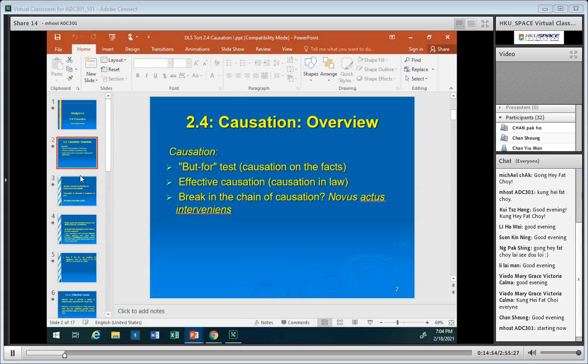And how do you know? Well, the court will apply the principle of novus actus interveniens. They will say if the second cause was reasonably foreseeable, then the first cause remains the effective cause. But if the second cause was not reasonably foreseeable, then the second cause becomes the effective cause. Okay.